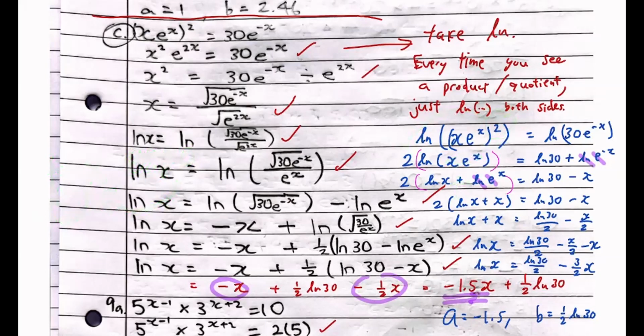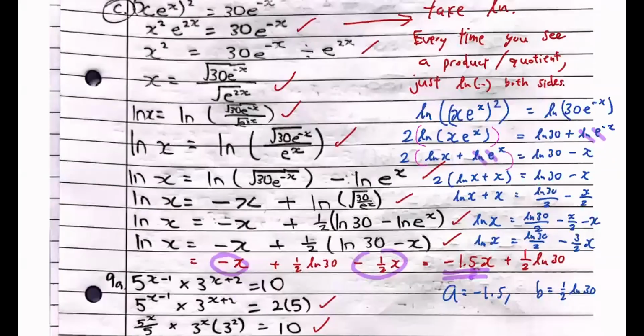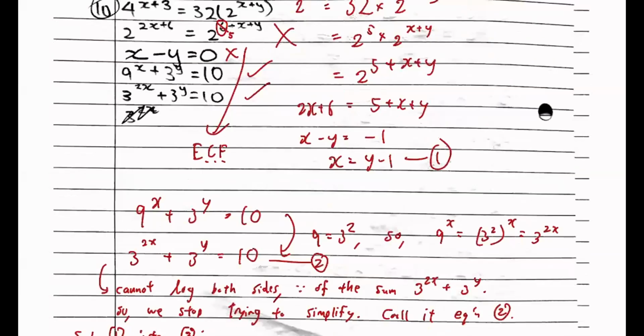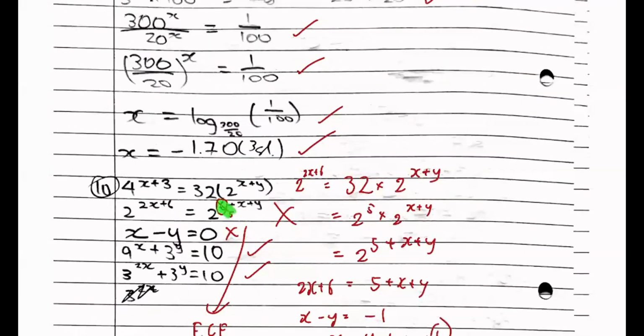Likewise for division and subtraction. Same pattern. Okay. Moving on. Anything else that's wrong? Here, careless mistake, it should be a 5. 32 is 2 power 5, not 6.